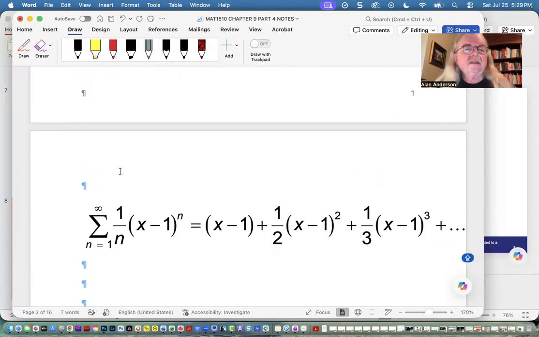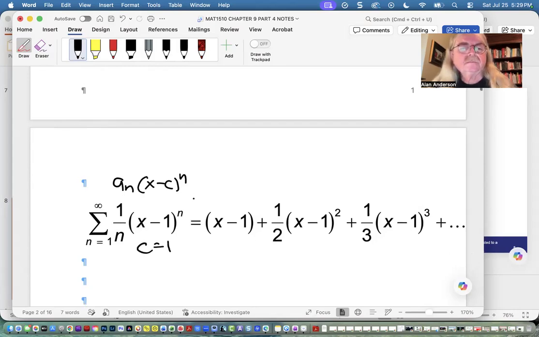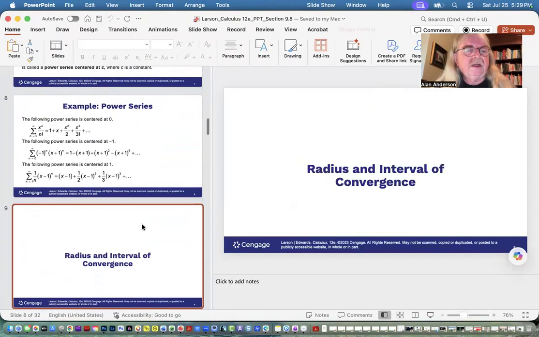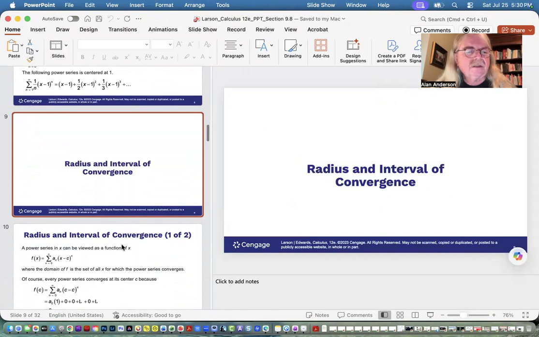So again, because we can think of this as a_n, it must be the case that the center is 1. Okay, radius and interval of convergence.